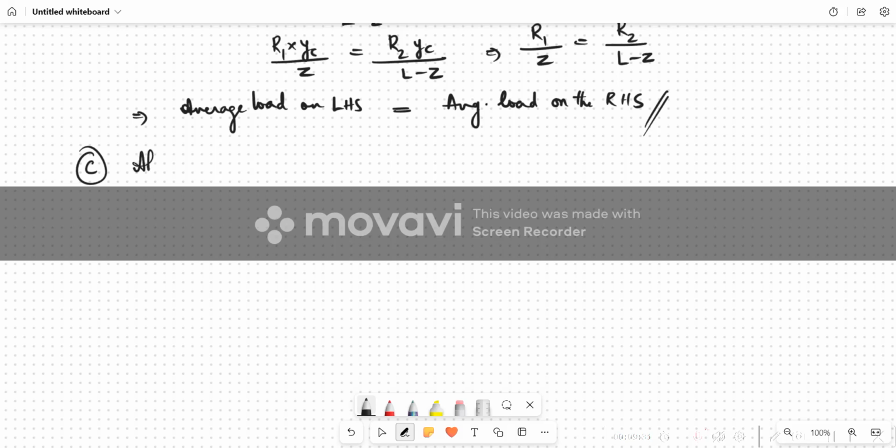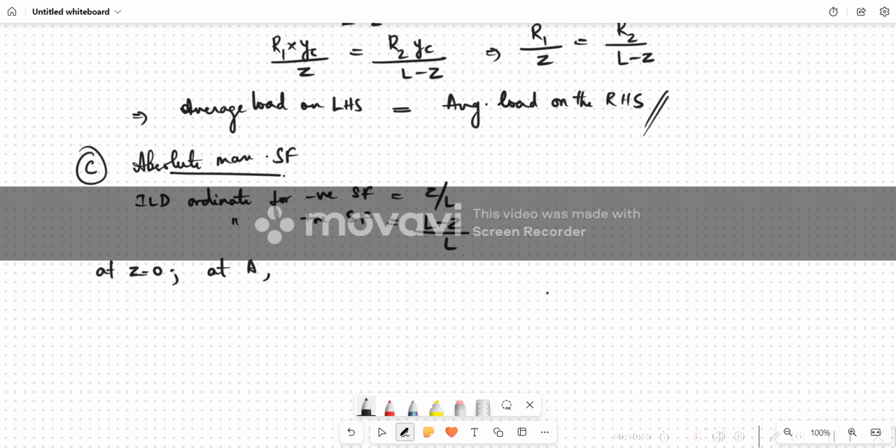Now part C, which is next, you have to find absolute maximum shear forces, so positive and negative shear forces. Now, at any section, we have been learning that the ILD, influence line diagram ordinate for negative shear force is nothing but z by L, and the same for positive shear force is nothing but L minus z by L, isn't it? So at z equal to 0, that is at point A, what can you write? The ILD ordinate is nothing but 1, isn't it? So that means that 1 is a maximum.